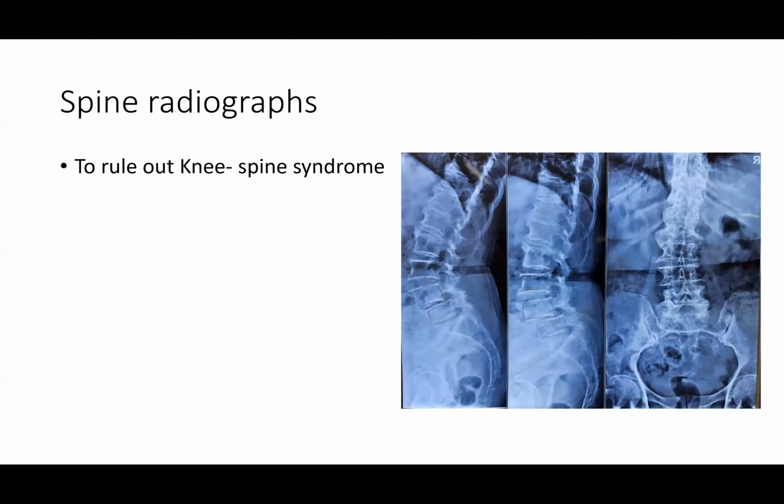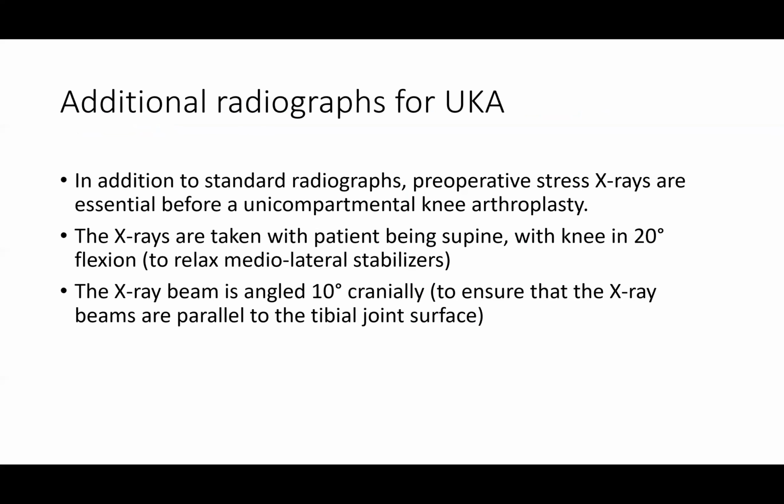Next, the spine radiographs can also be obtained to rule out knee-spine syndrome and its potential complications. In addition to these, for unicondylar knee, additional radiographs are required, which are the preoperative stress X-rays.